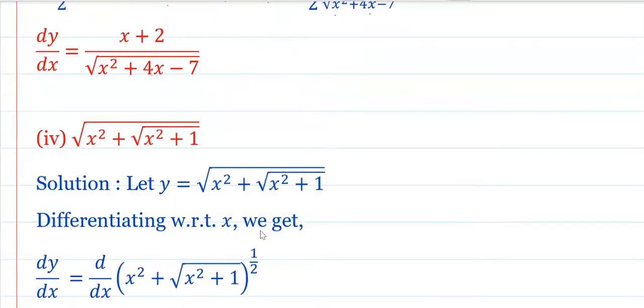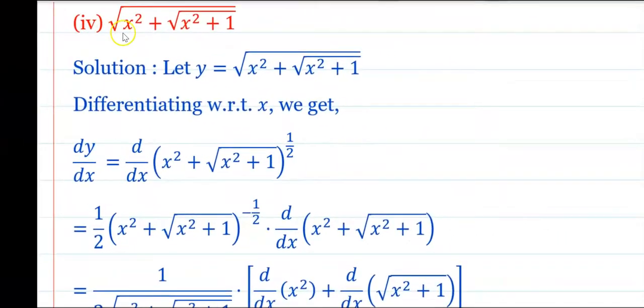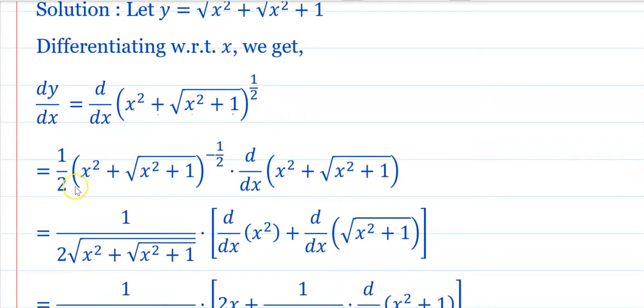Okay. Now the next example. Root of x square plus root of x square plus 1. Each time, let y is equal to root of x square plus root of x square plus 1. Differentiating with respect to x, then you will get dy by dx is equal to d/dx of (x square plus root of x square plus 1) raised to 1 upon 2. This is a root, so what did we do here? First we take the derivative of the power. 1 upon 2 comes forward.